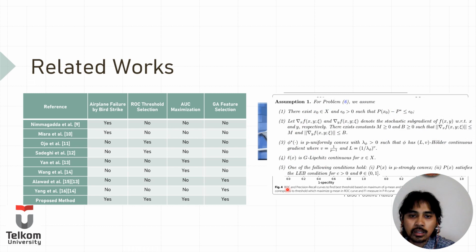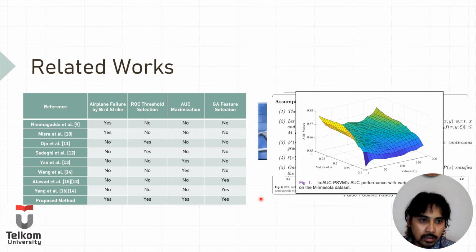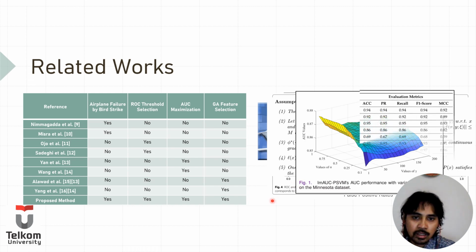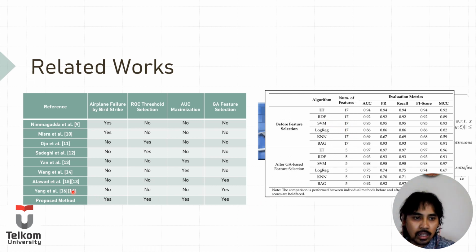First of all, Yan's research used AUC maximization with a method called stochastic primal dual algorithm, which basically uses stochastic gradient descent or SGD. And also Wang used AUC maximization, but they used proximal SVM or PSVM, and they used it also for imbalanced data, like our case. And lastly, the GA feature selection was used by Alawat and Yang.